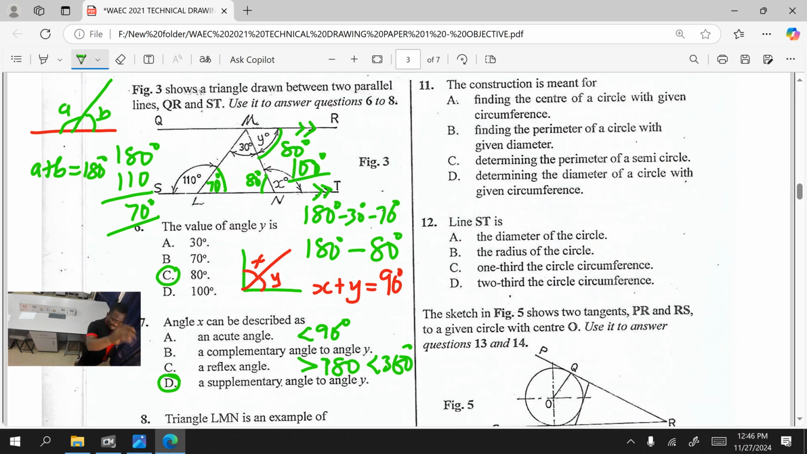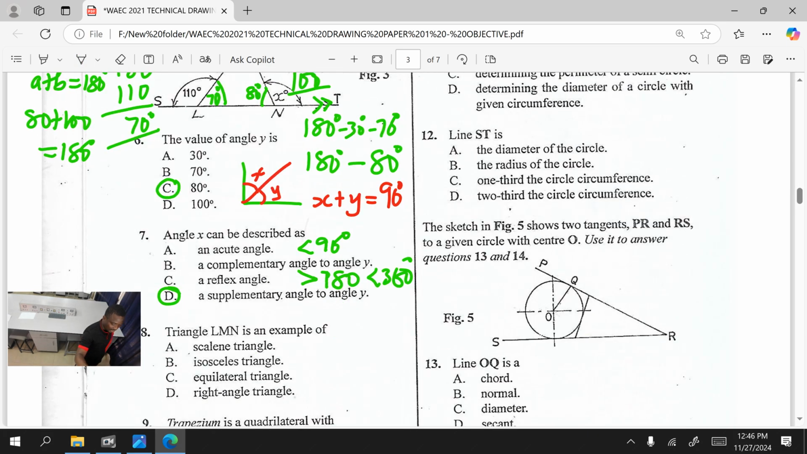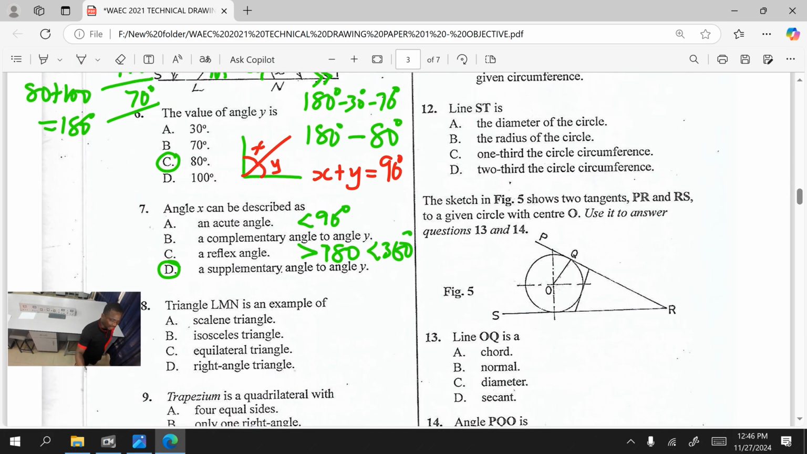So look at angle X. Do you see it now? Angle X is supplementary to what? Angle Y. Because if I add 80 to 100, it will give me 180. So automatically they are supplementary angles. Is that clear now? So the answer is D to number 7. Let's go to number 8.